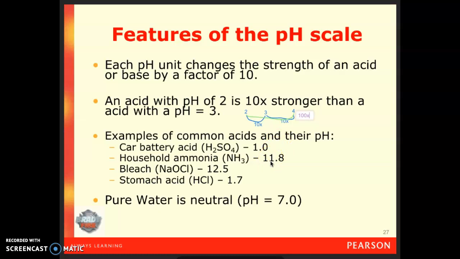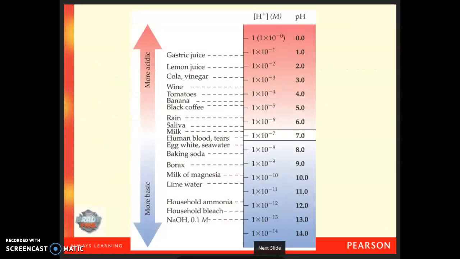And the same is true on the basic side of the scale as well. pH 11 is 10 times stronger than pH 10. pH 12 is 10 times stronger than pH 11 in terms of their basicity. Now, some common pHs and substances that are associated with them. Gastric juice kind of tops out the pH scale here. That's your stomach acid. It is at a pH just above 1.0.